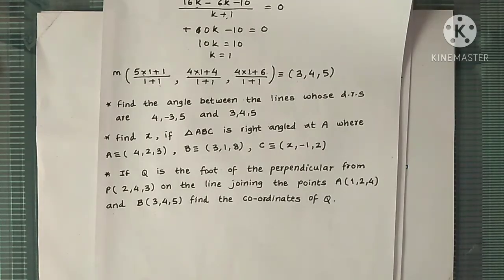So this is your today's assignment. Find the angle between the lines whose direction ratios are 4, minus 3, 5 and 3, 4, 5. So you can use the formula for cos theta in terms of direction ratios and find the angle. Next one is find x if triangle ABC is right angled at A. A, B and C are given. So find the direction ratios of AB and AC, and A1 A2 plus B1 B2 plus C1 C2 is 0 for those direction ratios. So using this find x.